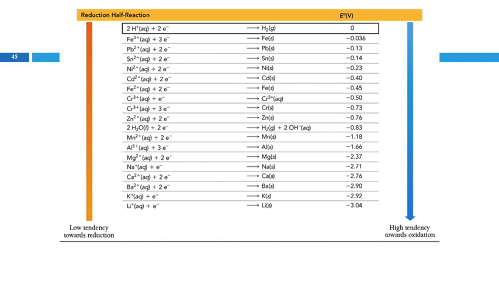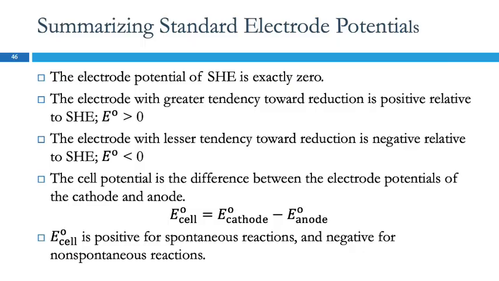Oh, I was going to say something. So this is low tendency towards reduction. This is high tendency toward oxidation. And up here would be low tendency towards oxidation, and this would be high tendency towards reduction. So the electrode potential of the SHE is exactly 0 because we defined 0 as that. An electrode with a greater tendency towards reduction will be positive relative to that. With less tendency towards reduction, it's going to be negative, meaning the spontaneous direction would be an oxidation.